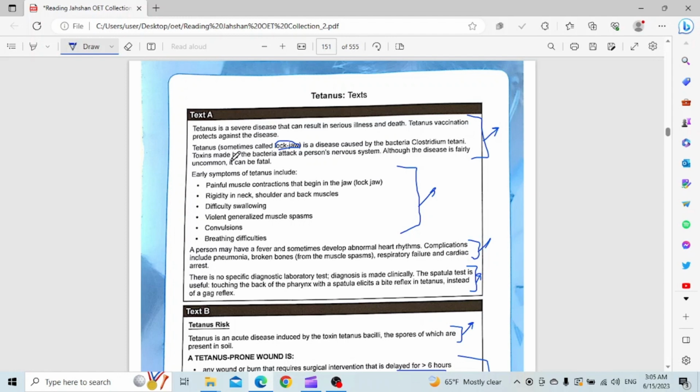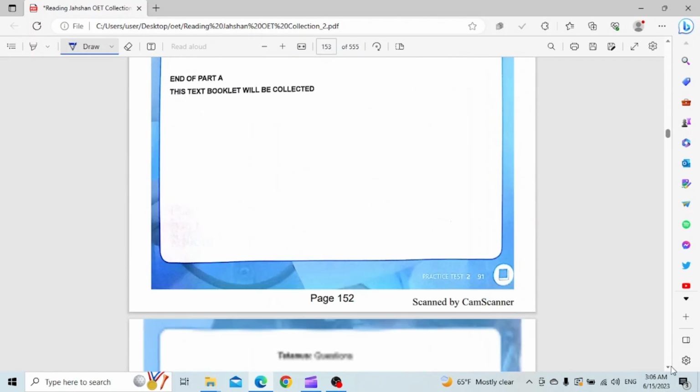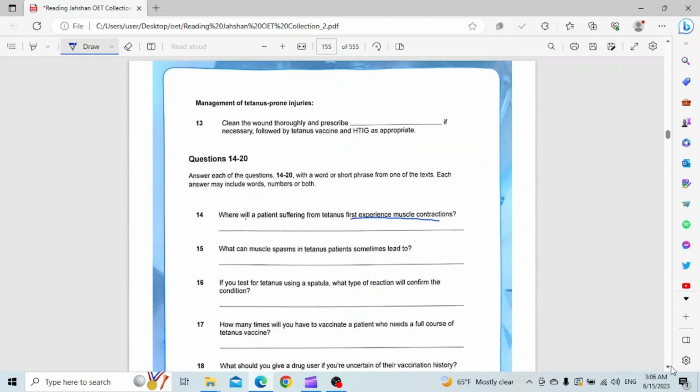So I keep reading. It's in the symptoms, right? Pain from muscle contraction that begins in the jaw. So the answer is jaw. I go and I answer it: jaw.